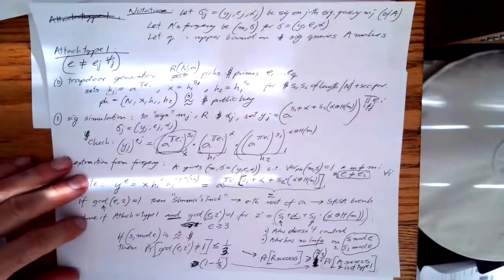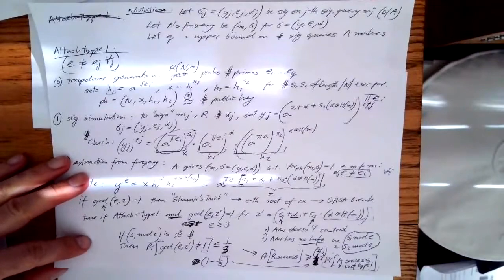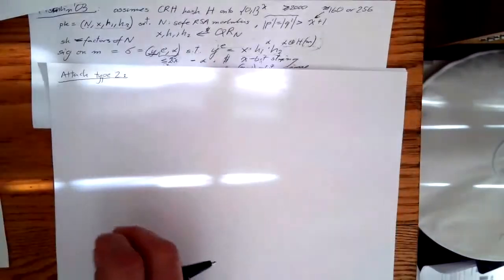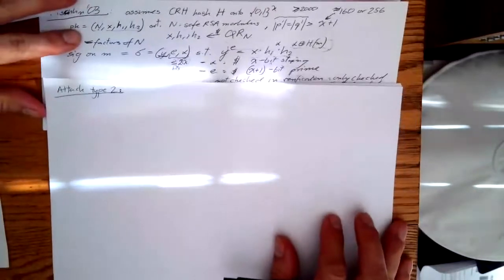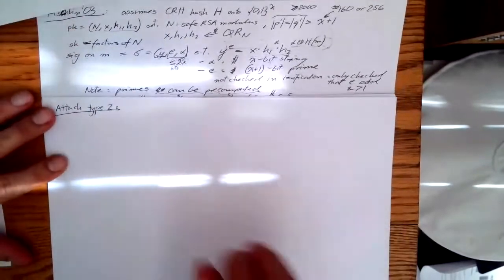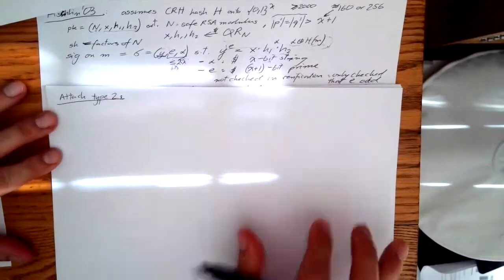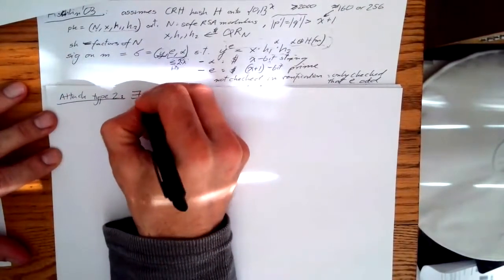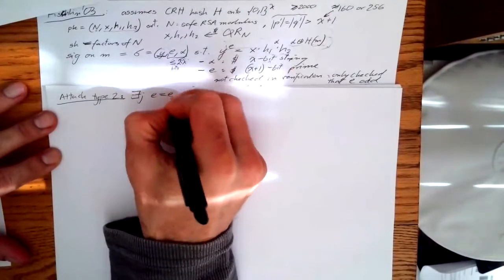Okay, so are we fine now? Yeah. So let's look at type 2, which is, of course, that there exists a j such that E is j.